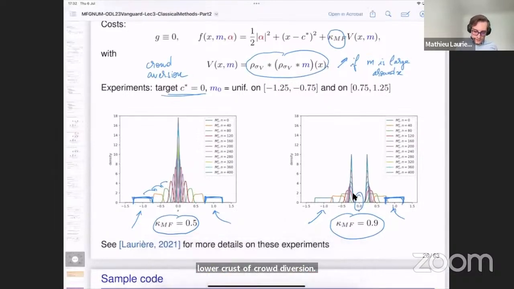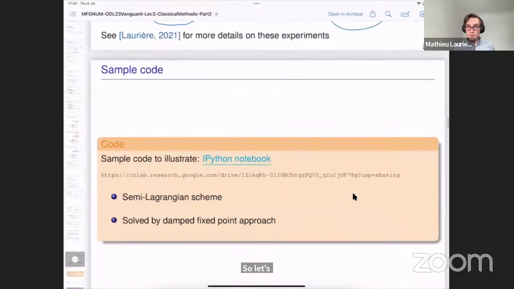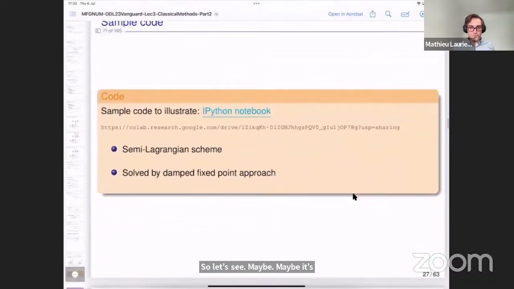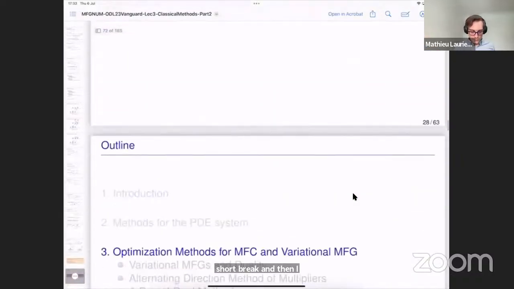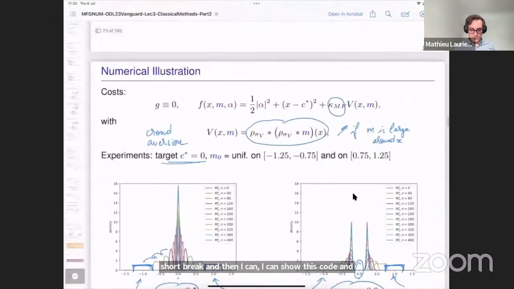So let's see, maybe it's a good time to make a short break, and then I can show this code and move on to optimization methods.